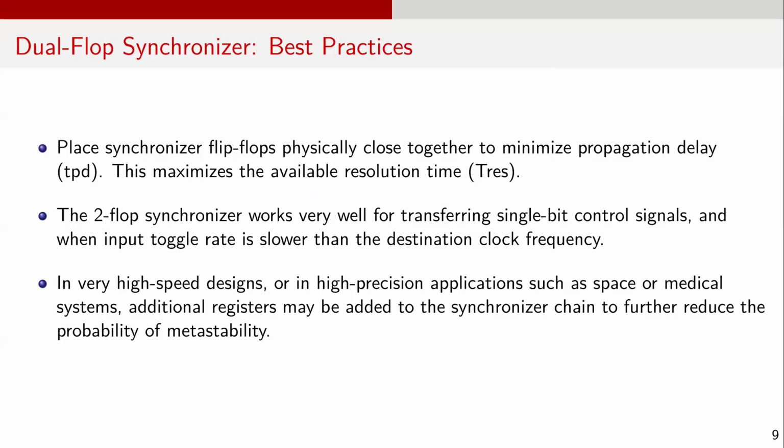The two-flop synchronizer, or the dual-flop synchronizer, works very well for most applications where we are transferring single-bit control signals and the input toggle rate is slower than the destination clock frequency. In other words, this method works fine as long as there is no risk of data loss. Typically, when the destination clock runs at least 1.5 times faster than the source clock. However, if the source and the destination clocks are running at nearly the same frequency, or if the destination clock is slower, then other synchronization techniques are needed.